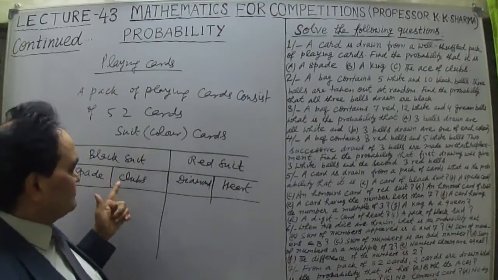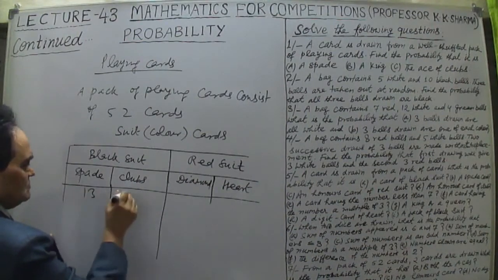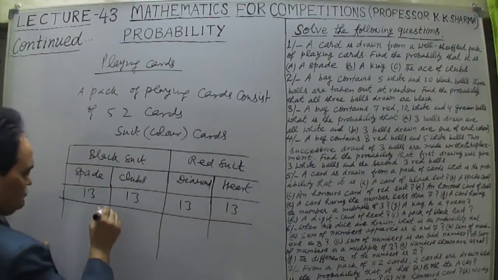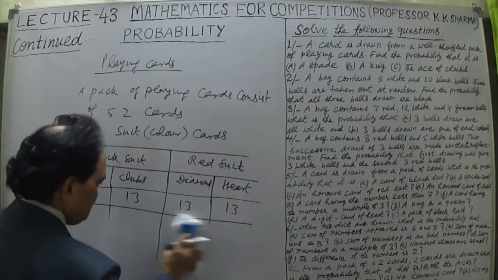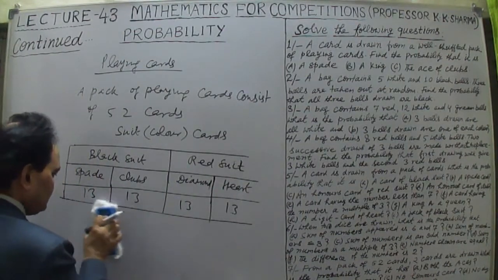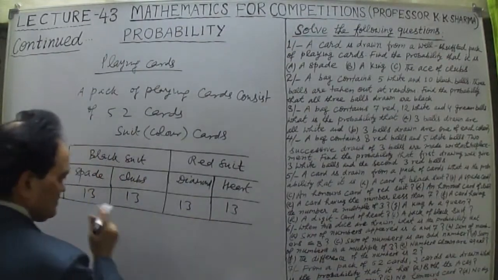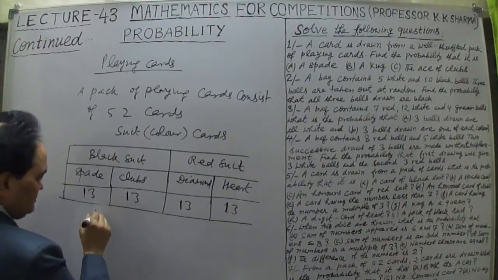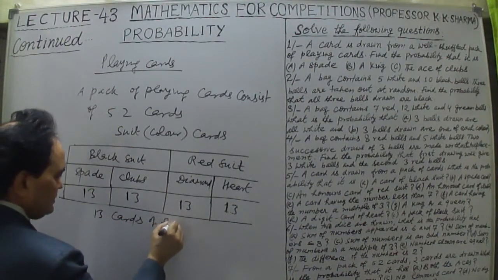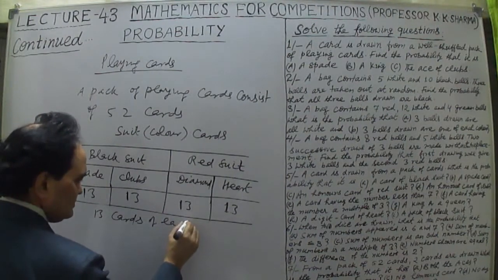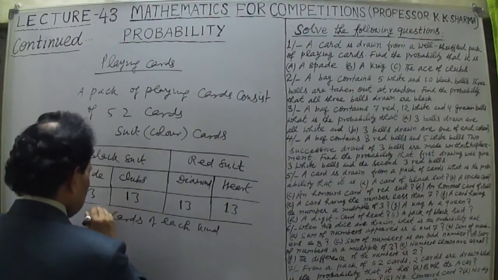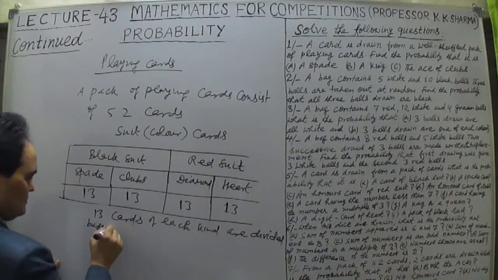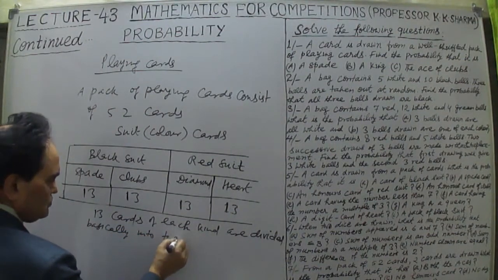So the suits are divided into parts of 13, and the total 52 cards are divided in this way. Each of these 13 cards of each kind is divided basically into two types.